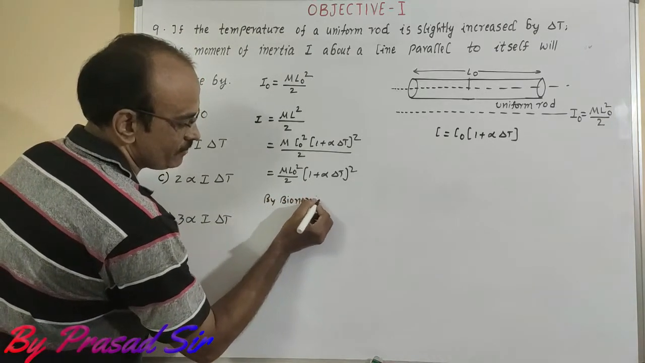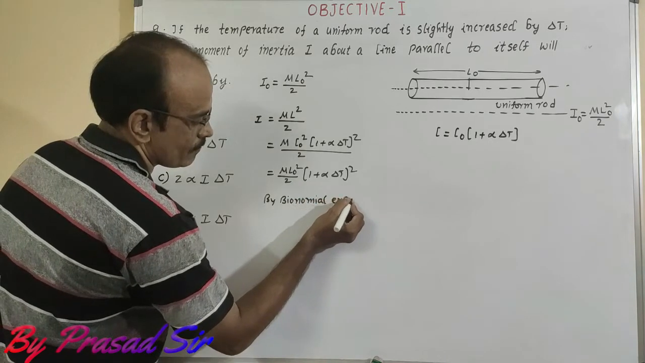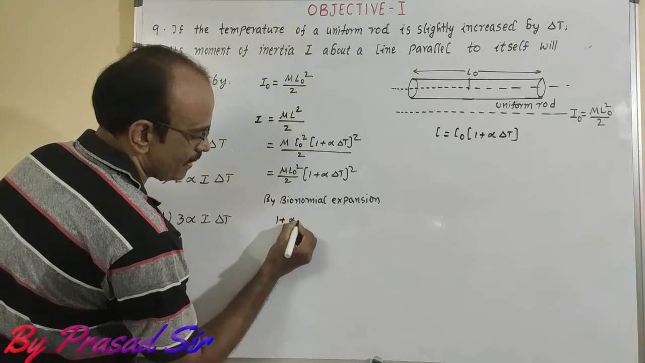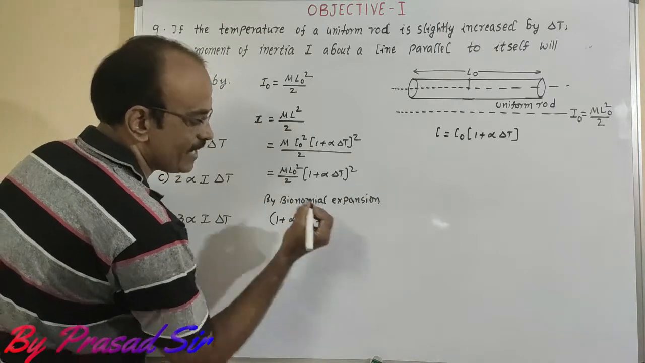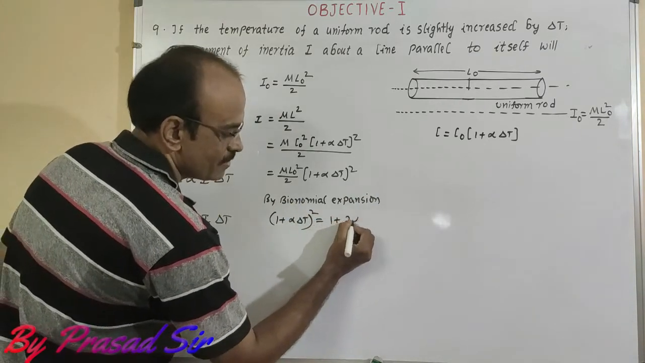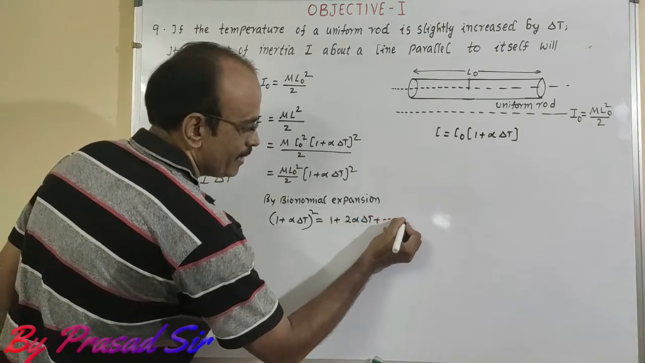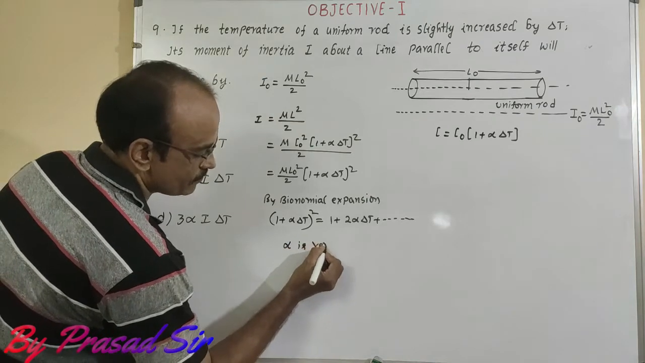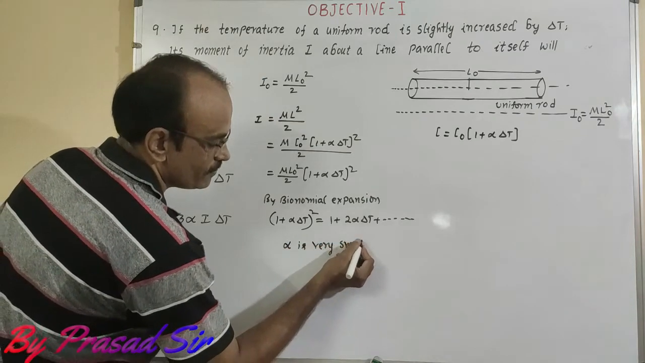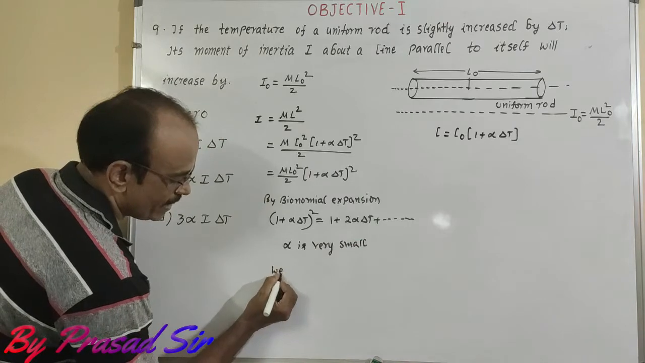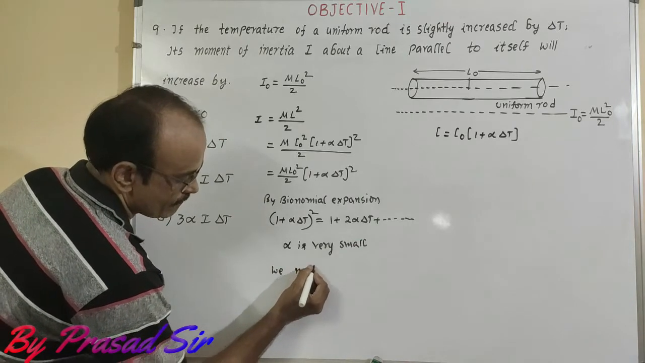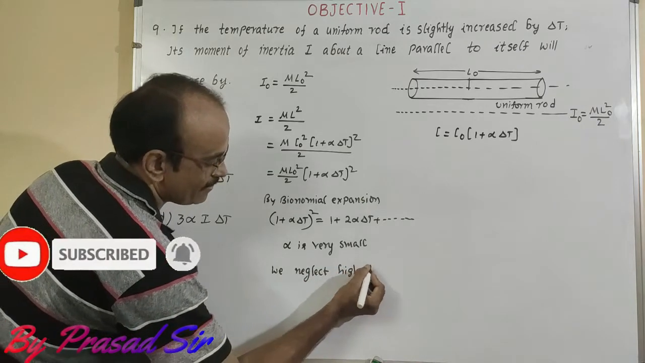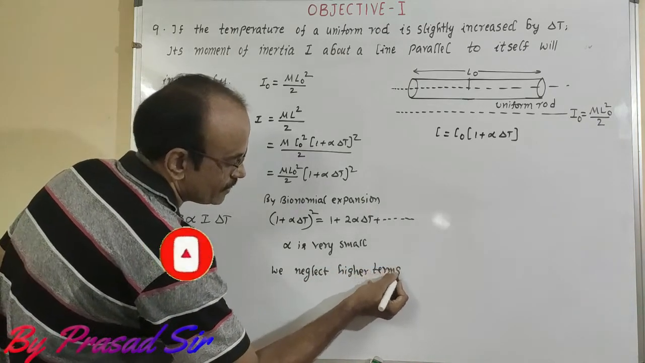By binomial expansion, 1 plus alpha into delta T whole square can be written as 1 plus 2 alpha into delta T plus higher terms. But here alpha is very small, so we neglect higher terms.